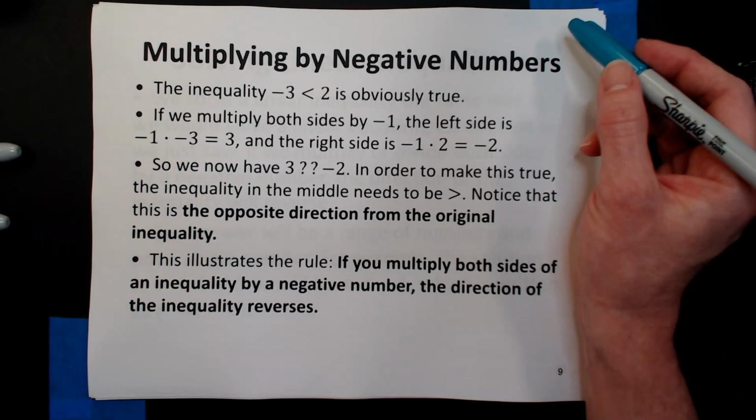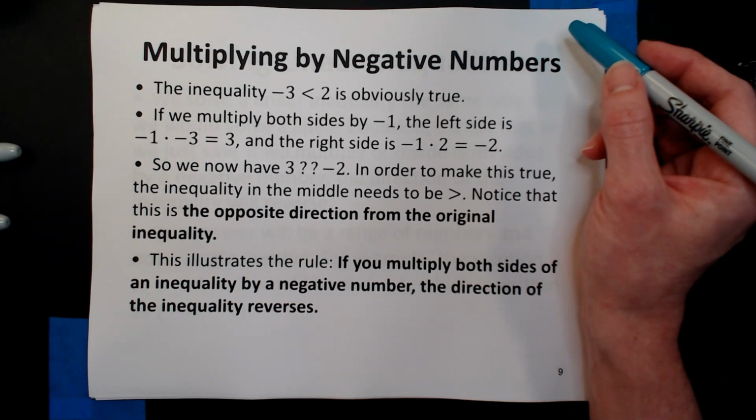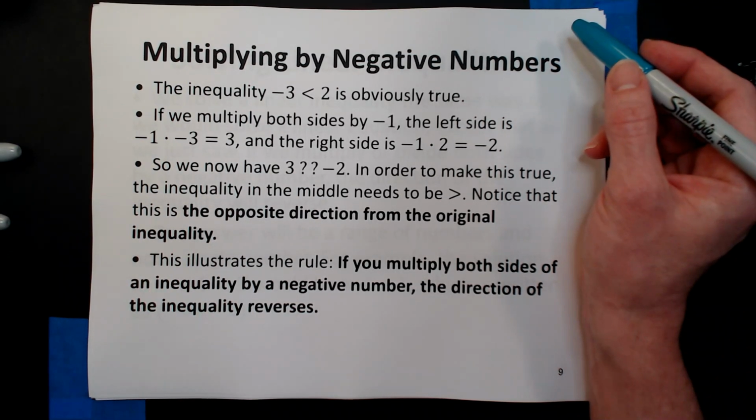Multiplying by negative numbers. So the inequality, negative 3 is less than 2 is obviously true.